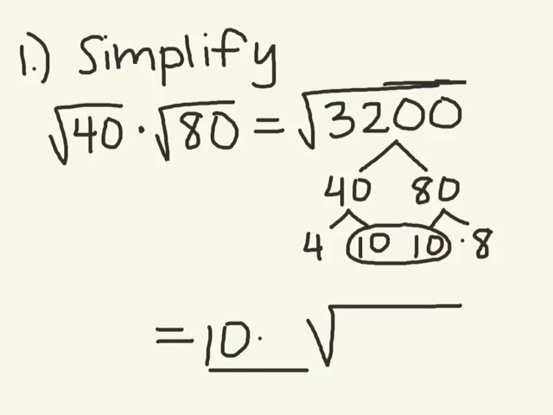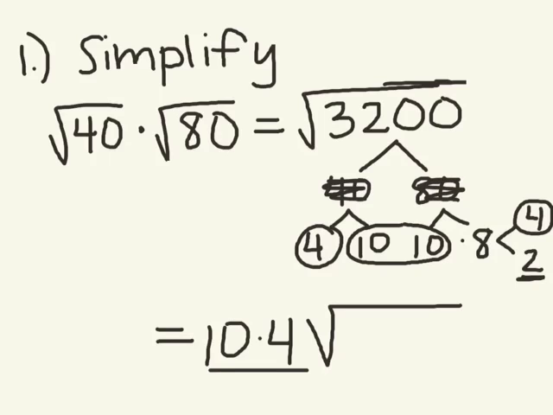And then we can break down 8 to 4 and 2. And then we have a pair of 4s. So a 4 can come out of our radical. And all we have left under is a 2 because we used 40 to be 4 and 10. We used 80 to make 8 and 10. And we used 8 here to make 4 times 2. So just a 2 goes under our radical.